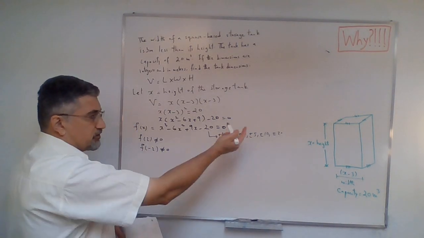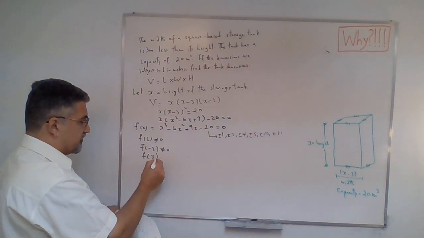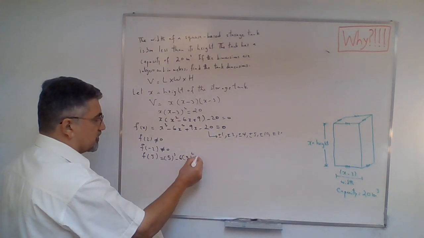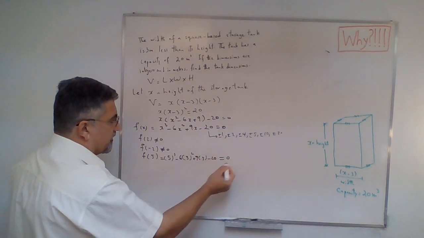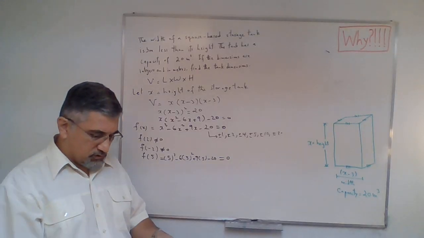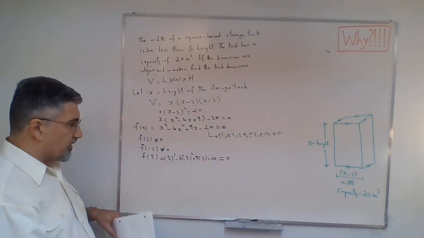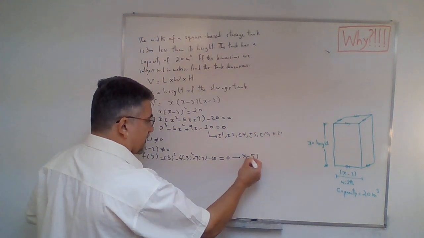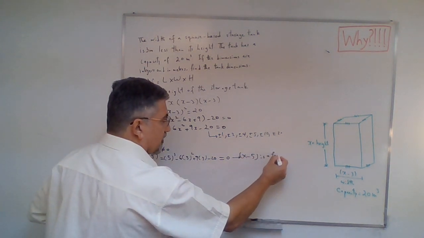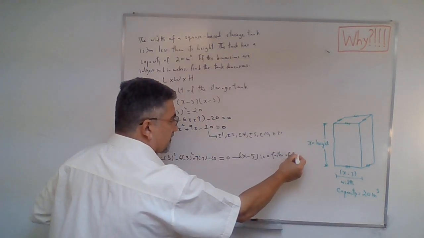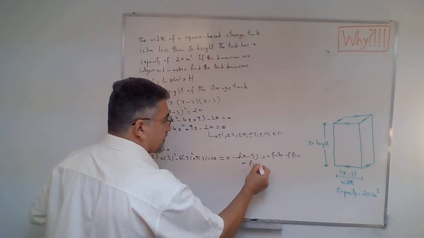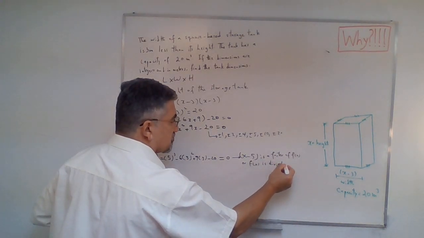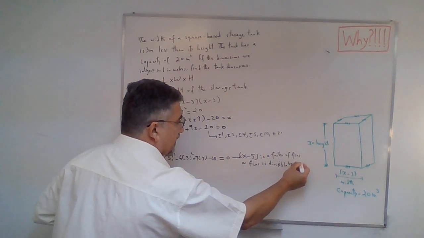As long as it's not 0, then it's not useful for us. Then we try another number, f at 5. So 5 cubed minus 6 times 5 squared, plus 9 times 5 minus 20. Sure enough, if you use a calculator, you get the 0 answer. So what does that mean? It means that x minus 5 is a factor of f of x, or f of x is divisible by x minus 5.